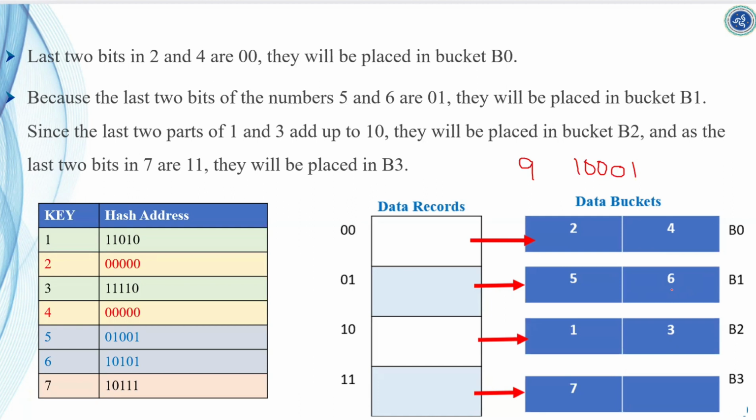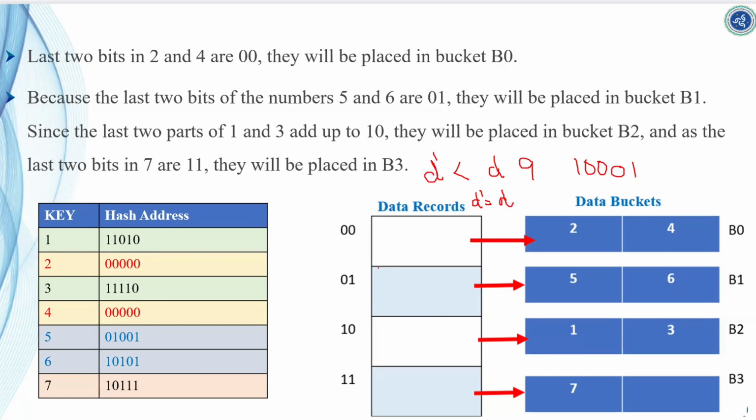Now the overflow occurs, so we need to check the condition. When an overflow occurs, we need to check two cases. The first case is whether the D prime value is less than D, or the D prime value is equal to D. So which case is this?